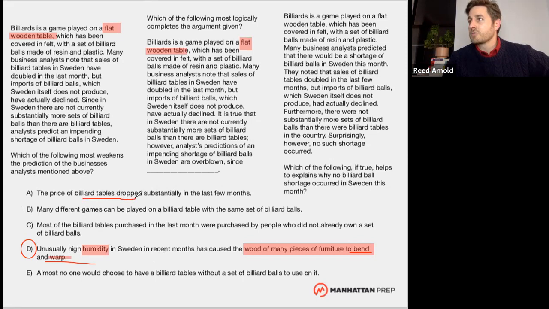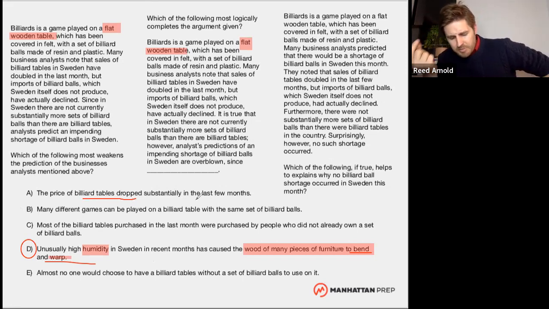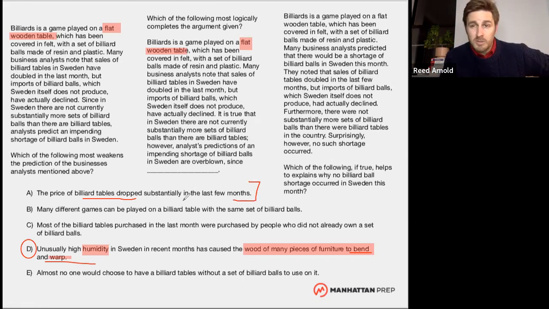Okay. If the price of billiard tables dropped substantially in the last few months, that's a pretty tempting answer in my opinion. But think about what that does. That explains why there was an increase in sales of billiard tables, but it doesn't explain why there wasn't an increase in the sales of billiard balls. And that's the key thing we're trying to explain: why there might not be a shortage of billiard balls. So this could explain why there was an increase in the sales of tables, but does it explain why there isn't or wouldn't necessarily be a shortage of billiard balls?